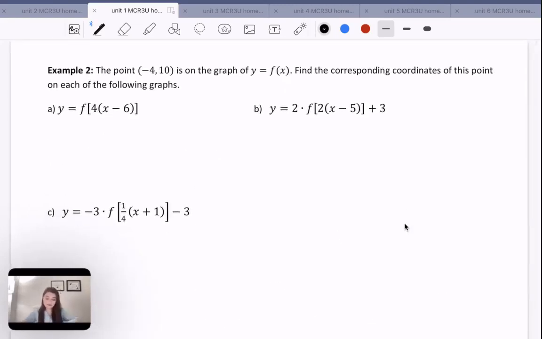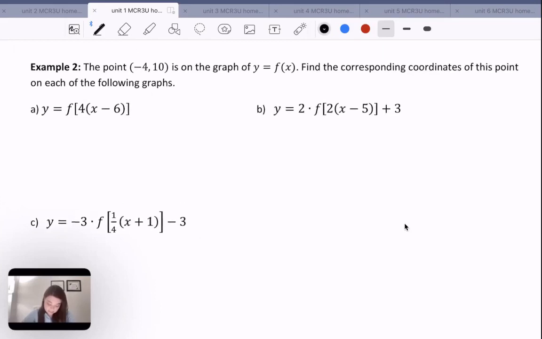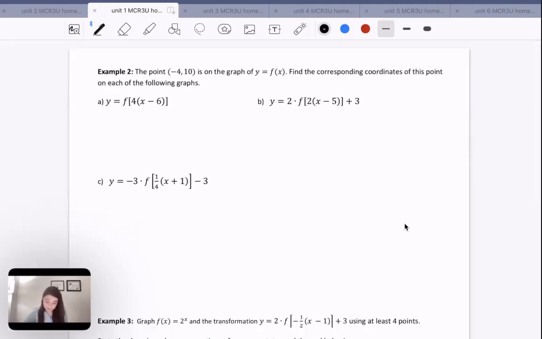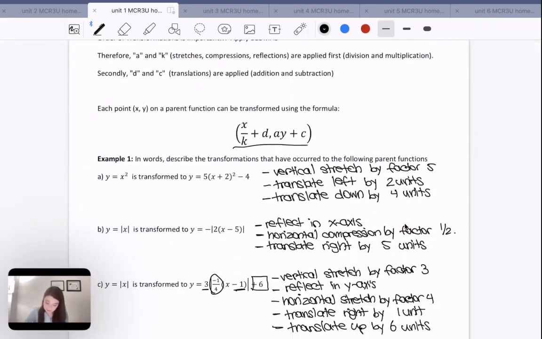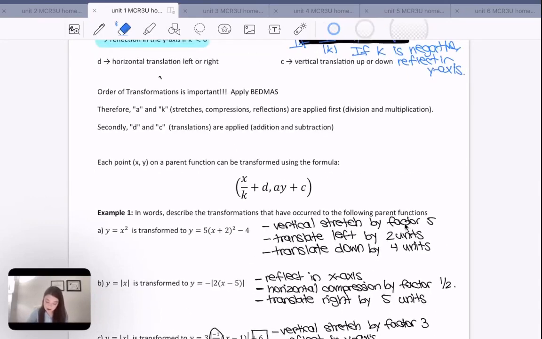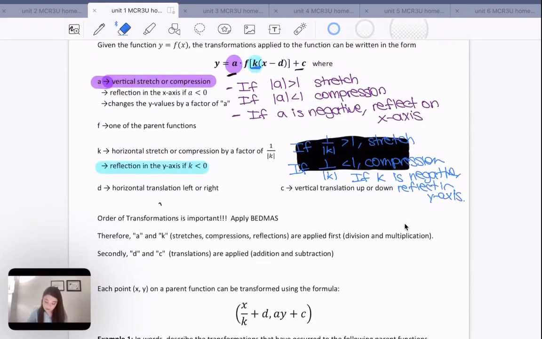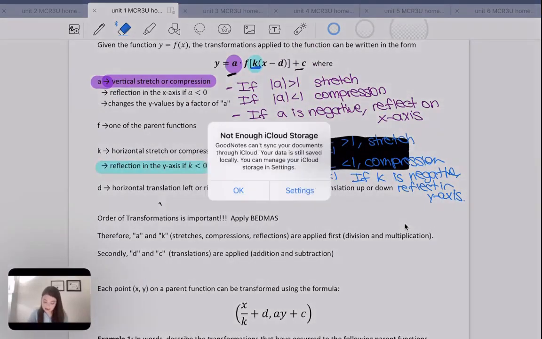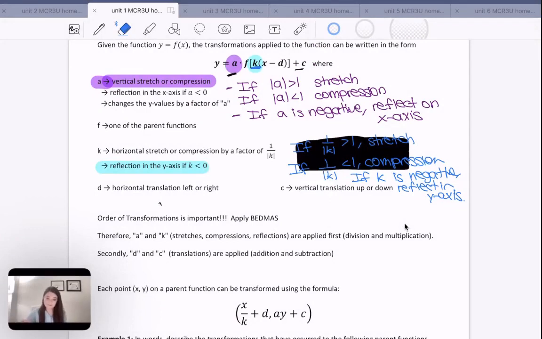Okay, so let's start with example 2. It says the point (-4, 10) is on the graph y equals f of x. Find the corresponding coordinates of this point on each of the following graphs. So the first thing that we must do in order to apply this equation here is we must state what A, K, D, and C are. We have to figure out what those things are.